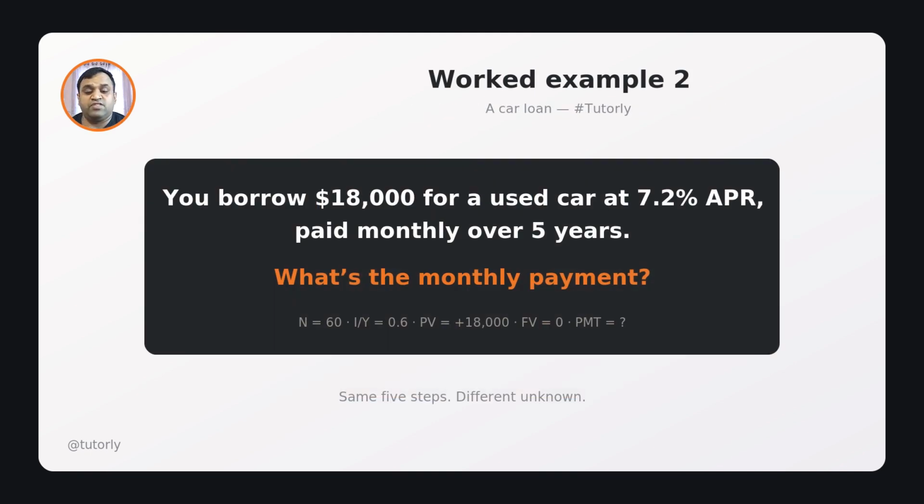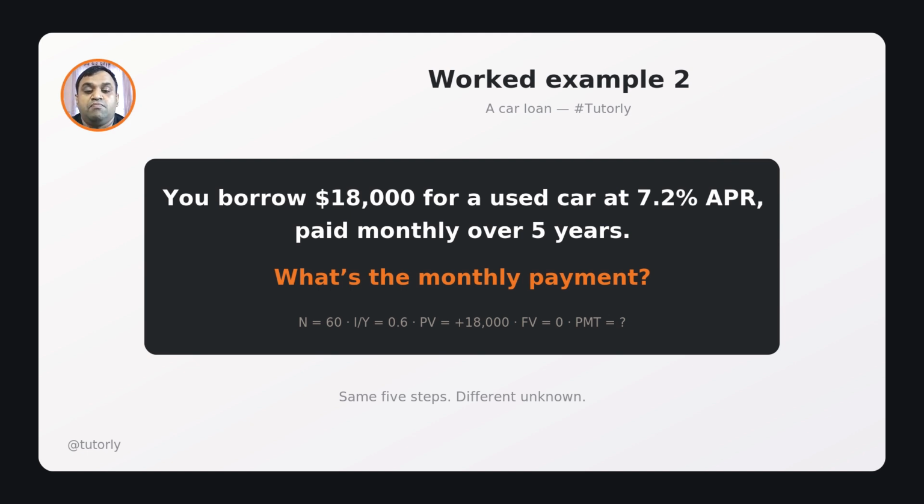Same 5 steps, different unknown. This time we know the value today and we want the payment. Clear. So convert 5 years monthly. So that is N equals 60. Rate is 7.2%. So it will be 7.2 divided by 12. That is 0.6.